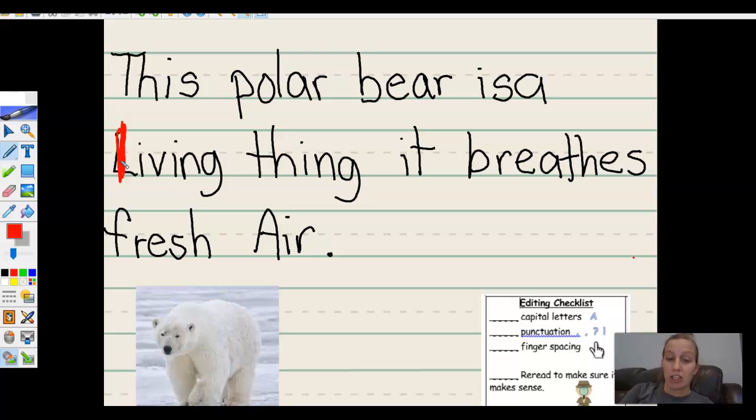It breathes fresh air. That's a new sentence, so it should get a capital letter at the beginning. And this A is not the beginning of my sentence, so it needs to be lowercase.